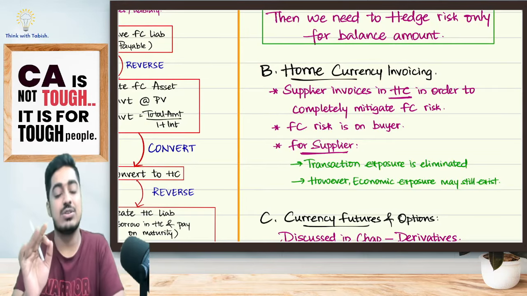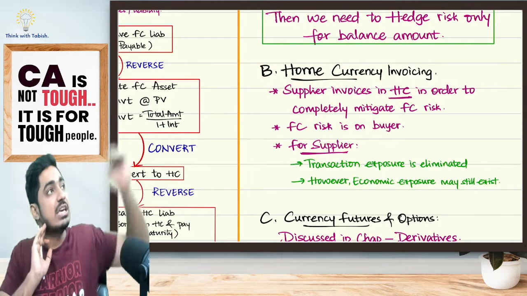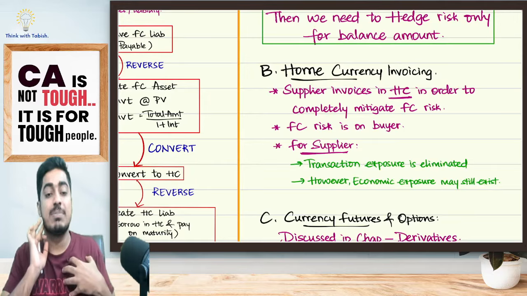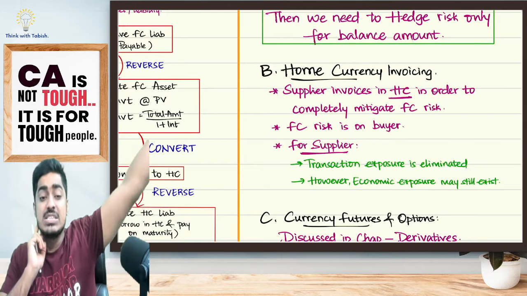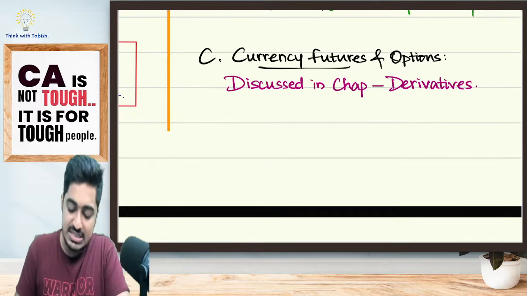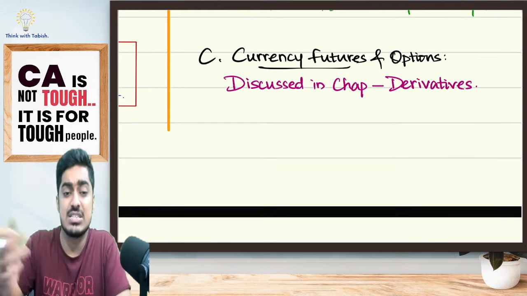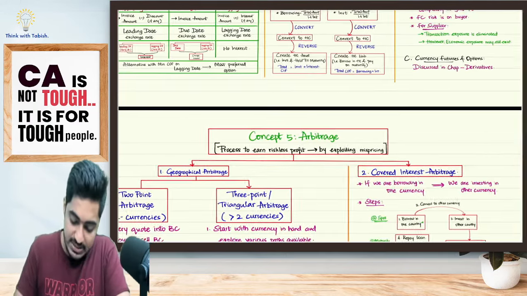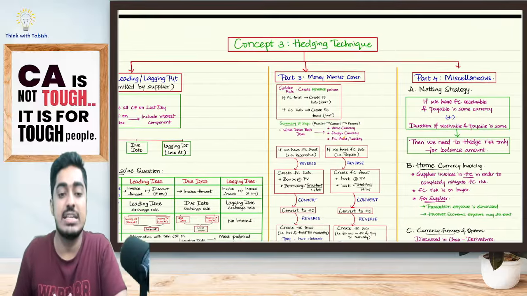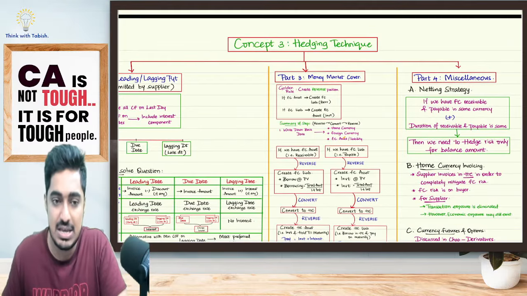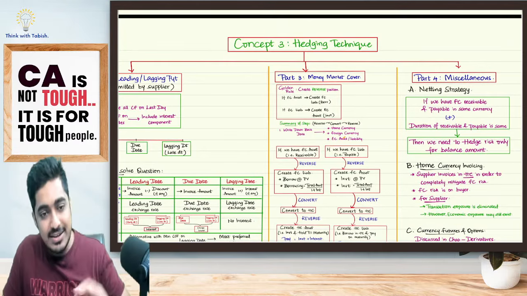Okay, next is home currency invoicing. The supplier says, I don't want the risk, so I am invoicing in my currency. If you want, you convert and give it to me. So the supplier has no risk, but the payer is going to have the risk. Next are currency futures as well as options. This is discussed in the chapter on derivatives. With this, we have finished concept 3, that is hedging techniques. Okay, let the thing settle in. We will continue.